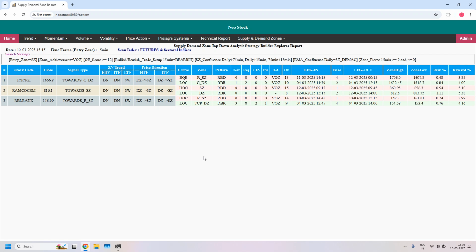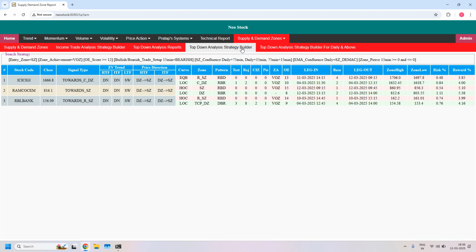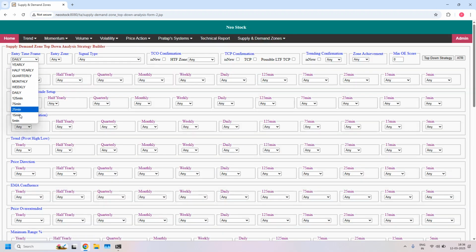Next, we will generate hourly income trade reports. First, bullish trade setup for hourly income trade. Entry time frame 5 minutes, entry zone demand zone. In bullish or bearish trade setup, at 5 minutes, I am selecting bullish. Zone achievement should be violated opposing zone. Minimum odd enhancer score should always be 12 or more.